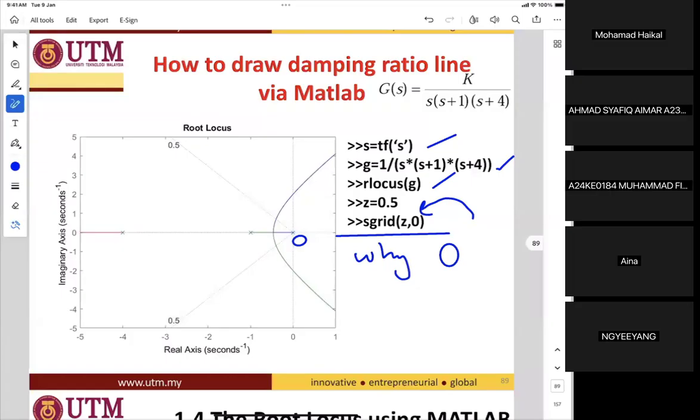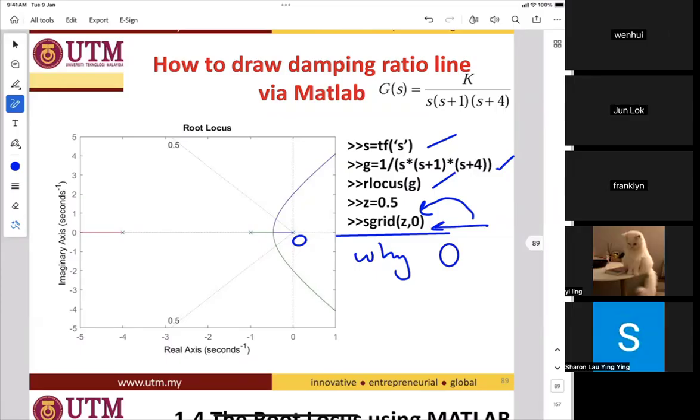Why 0 there? Why not 1, 2, 10, 100? Why 0 in this command? Default. Default 0. Because it's natural. Natural? I don't know.